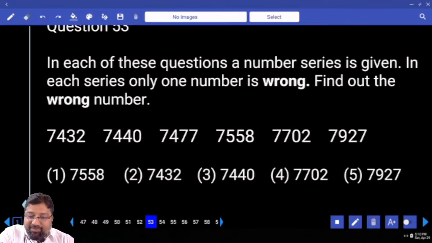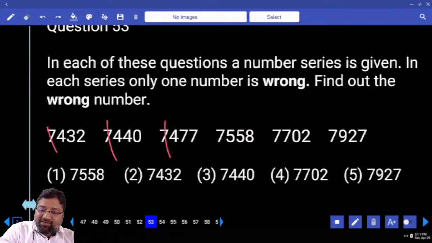Increasing. Every number is a 4-digit number. And all the numbers are in 7,000.